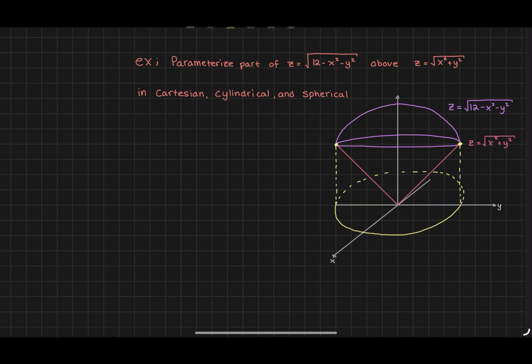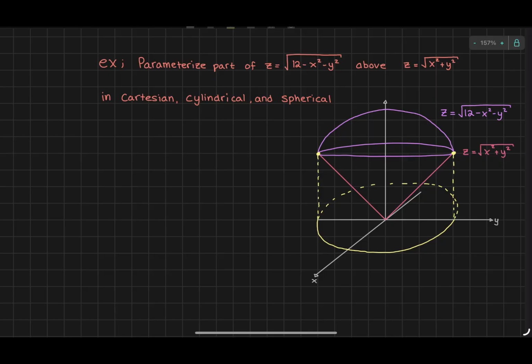So first off, I already drew the picture here. Just notice that our z is equal to the square root of x squared plus y squared. That's the same thing as z squared is equal to x squared plus y squared.